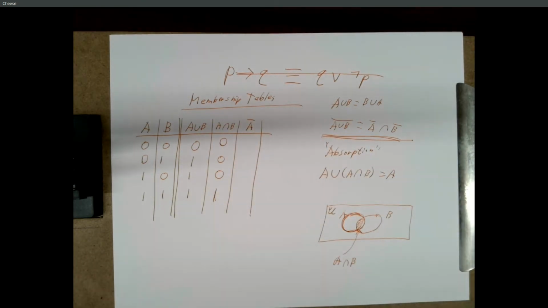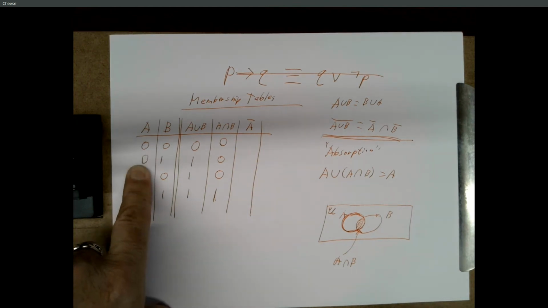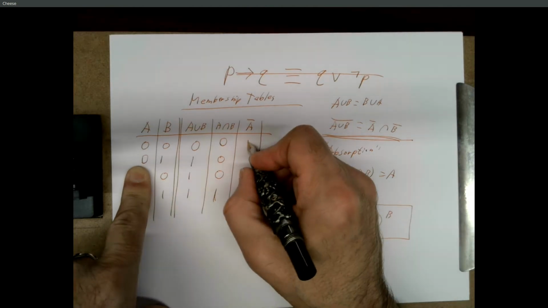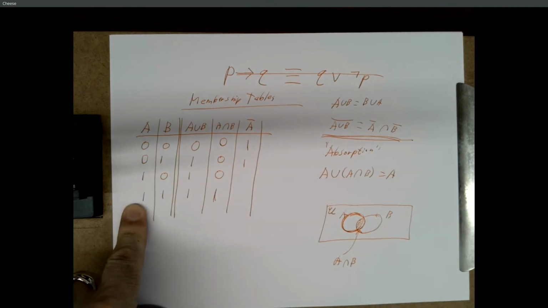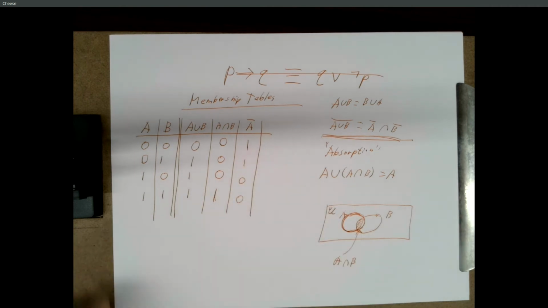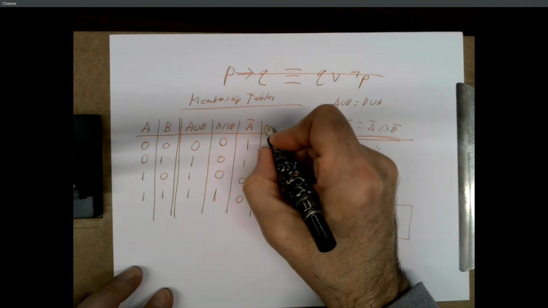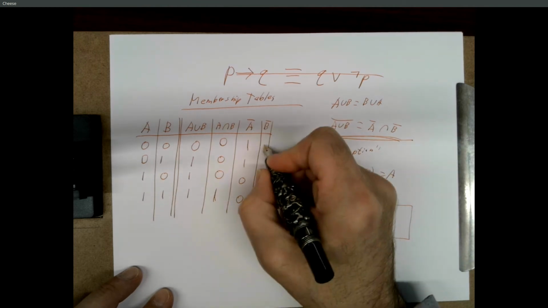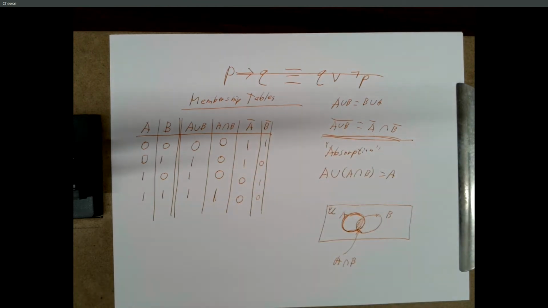What about the complement of A? If our element does not happen to be in A, is it in the complement? Well, the complement is the set of all things not in A, so yeah. And if it's in A, is it in the set of all things not in A? No, it's not in those. So there's the complement. And just for completeness, there's the complement of B. So yeah, these truth tables from 250 work for set theory.